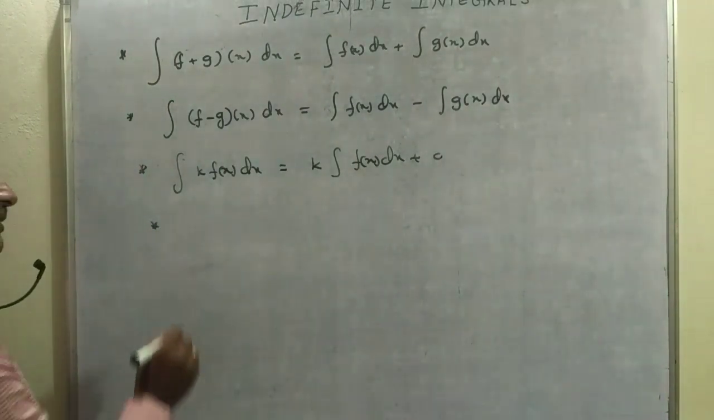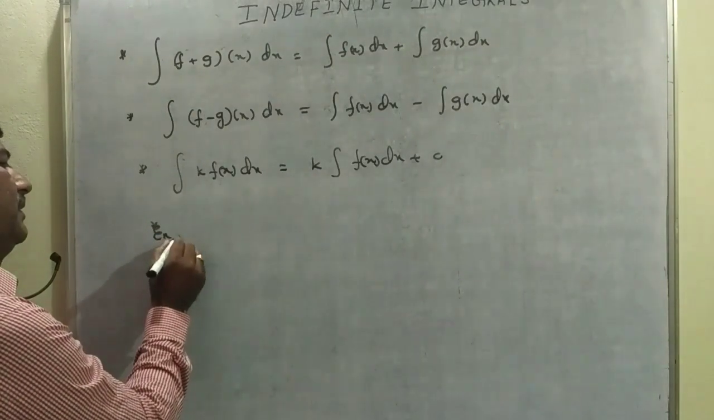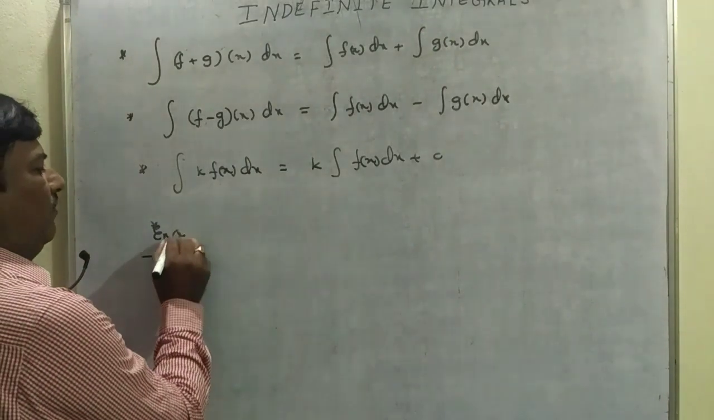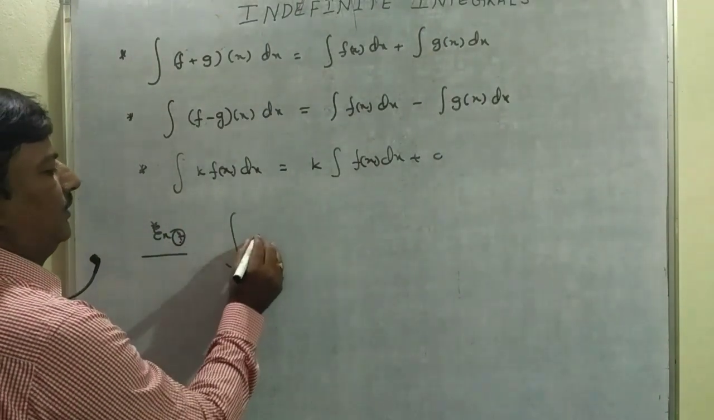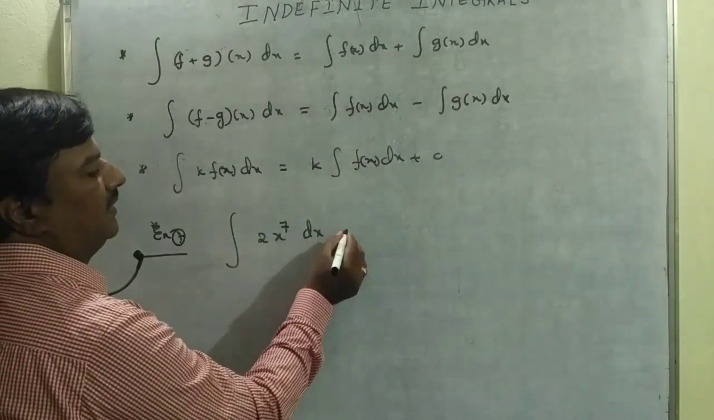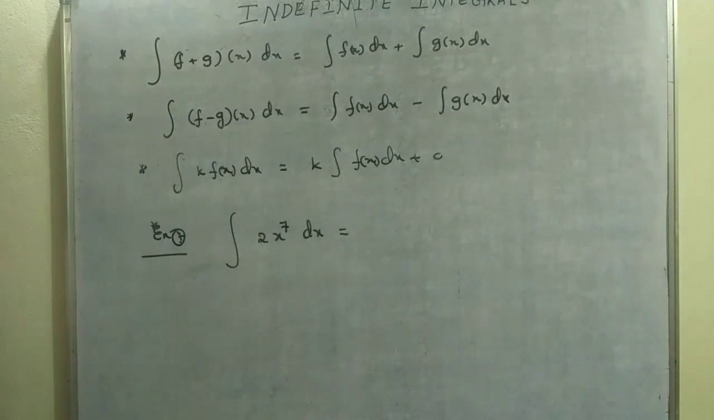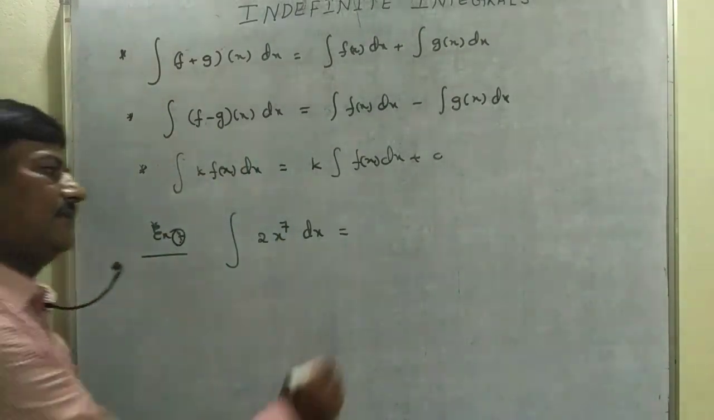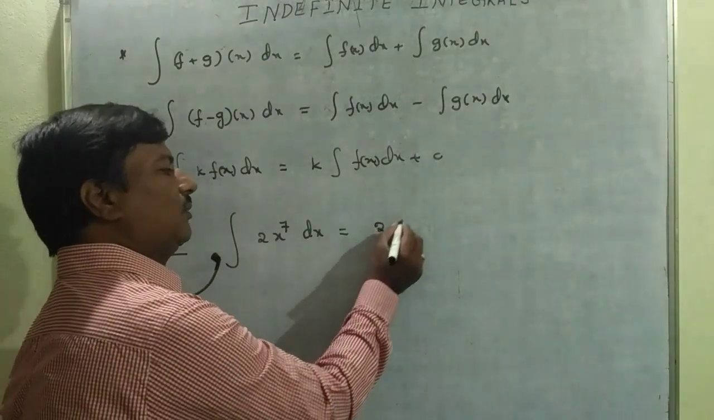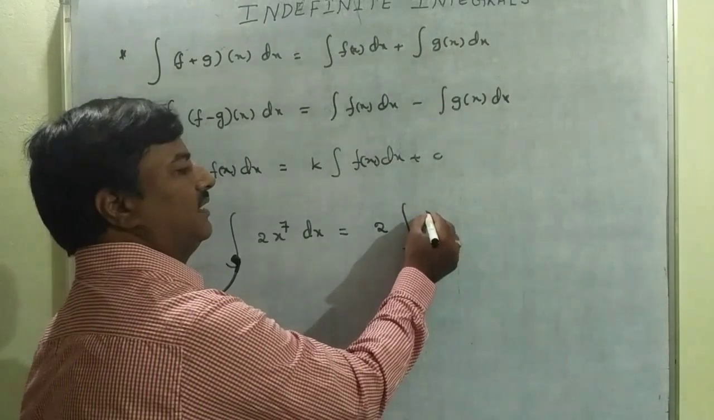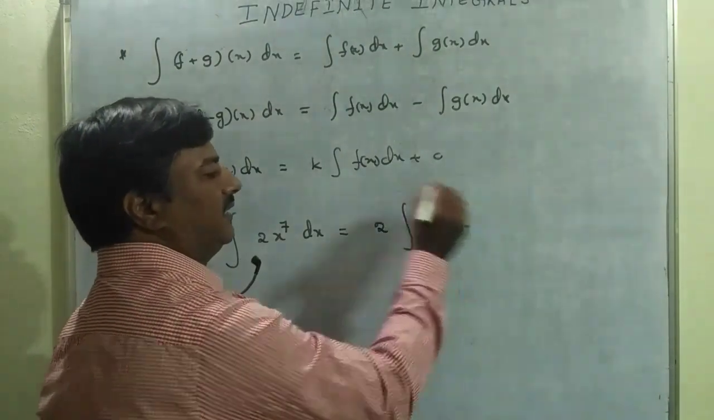Now we can write some examples related to these applications of integration. Example 1: consider the integral of 2 into x to the power of 7 dx. We can proceed as with k into f of x: we write k outside, that is 2 outside, and the integration of x to the power 7 dx.